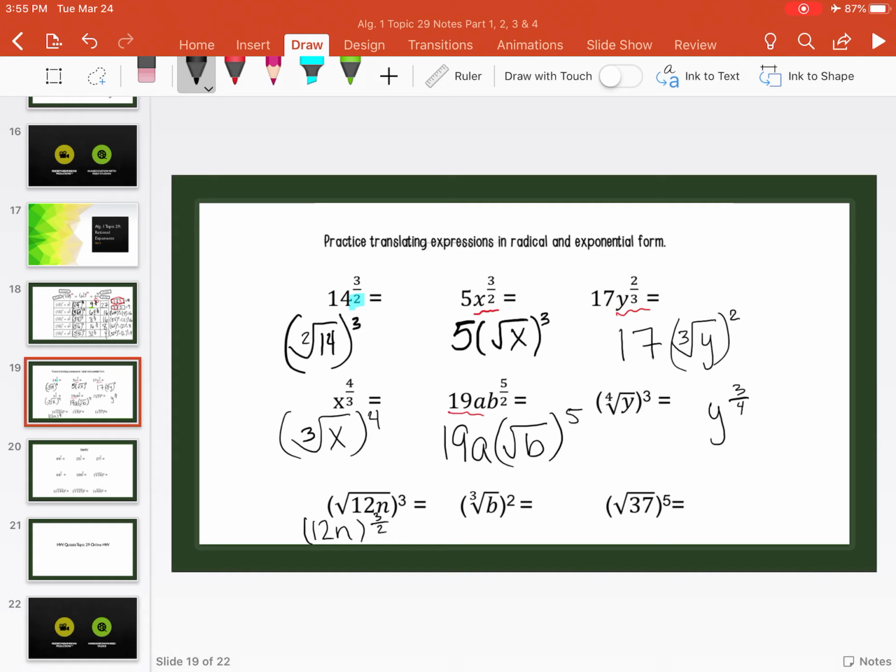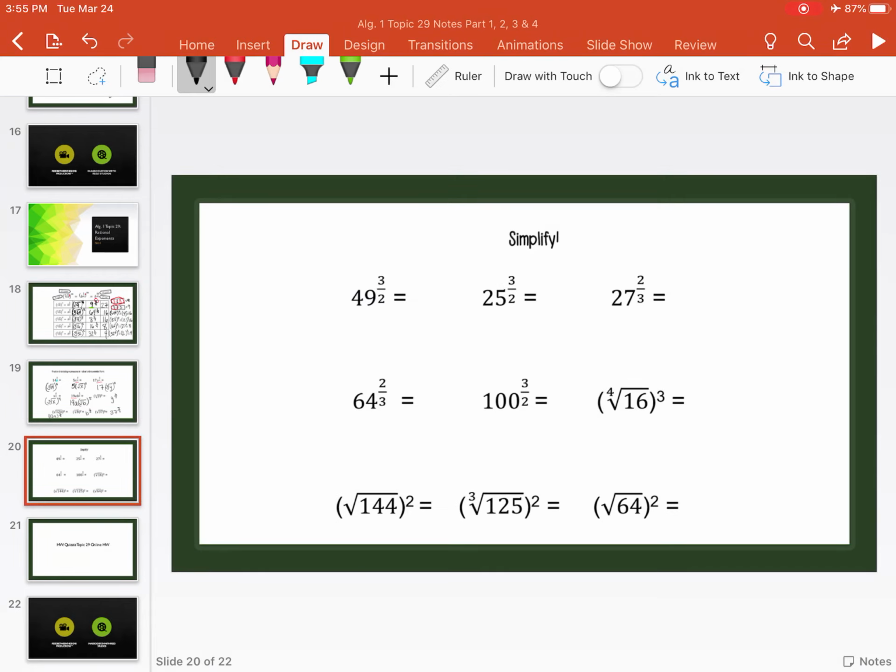And that's the same thing as 12n to the 3 halves. Third root of b squared is the same thing as b to the 2/3. And square root of 37 squared is 37 to the 5 halves. Now notice here how we couldn't simplify any of these variables or numbers because they would just get kind of messy decimals. In the next section, we're going to actually simplify.